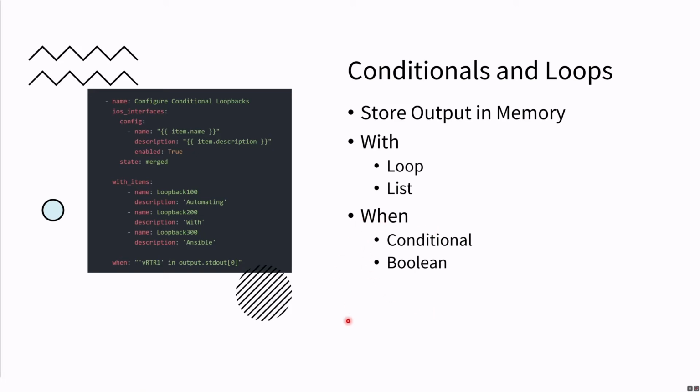The when statement allows you to do conditional matching, which is Boolean based, meaning it is true or it is false. So the when statement right here says when vRouter1 is in the output of our standard output, which would have been called from a gather facts module. If vRouter is in there, then run this task and these different modules.